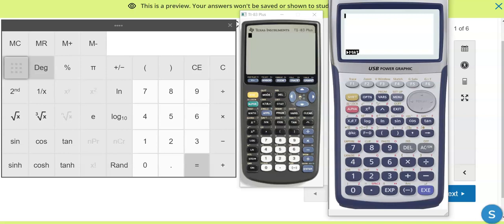Same thing with the TI. You're going to have to hit the mode button. And right down here, the third one down, right now radians is selected. I have to go and select degrees, okay? And then you can exit out of there by hitting second quit.